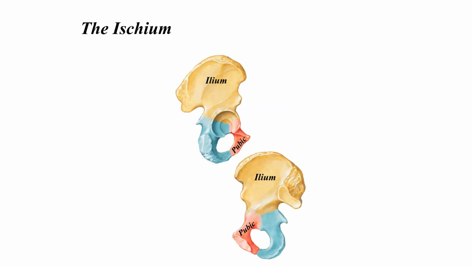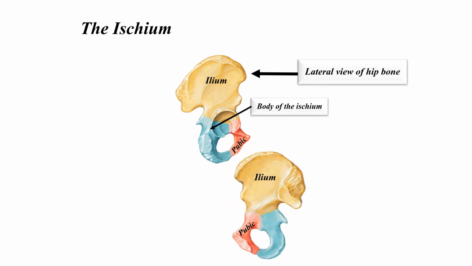In this slide, we will talk about the second bone that forms the hip bone. It is the ischium. This is the lateral view of the hip bone. The ischium lies posterior and inferior. The ischium is an L-shaped bone. It has a body. This is the body of the ischium. It joins the ilium and the pubic bone at the acetabulum.